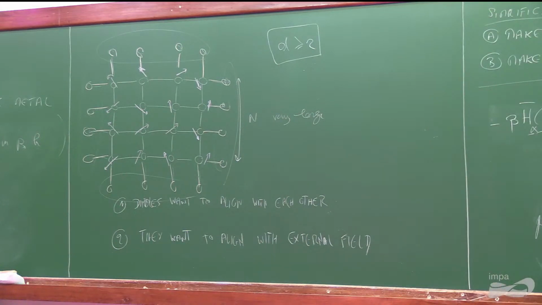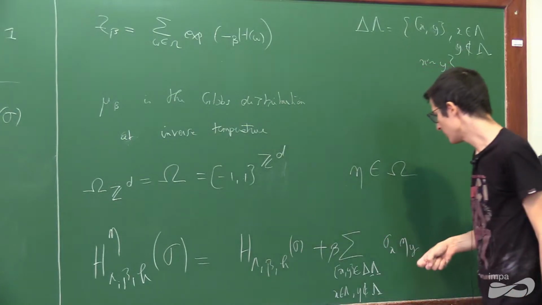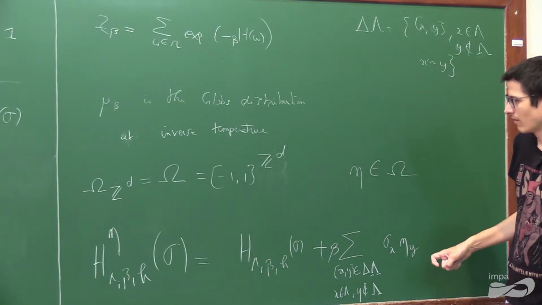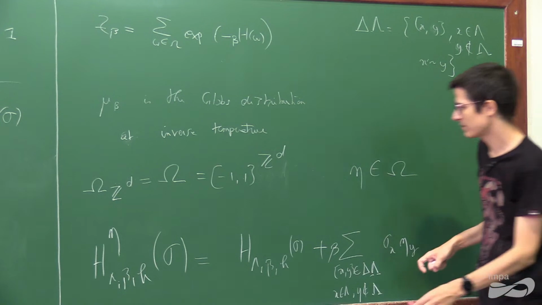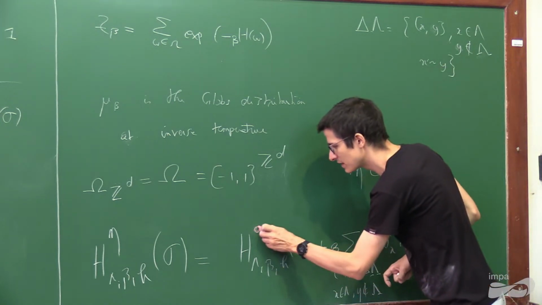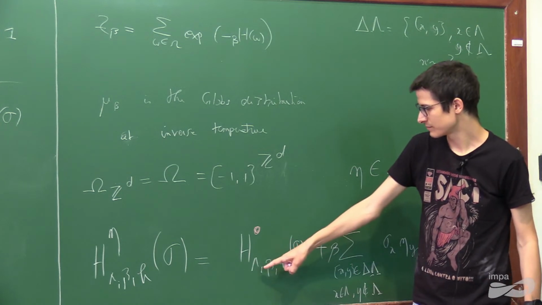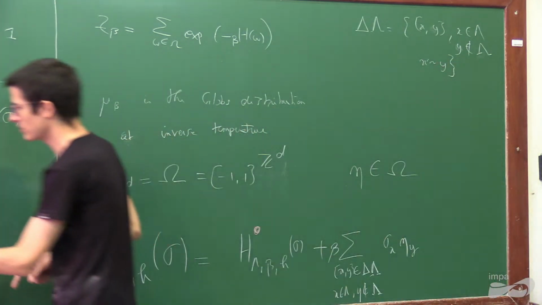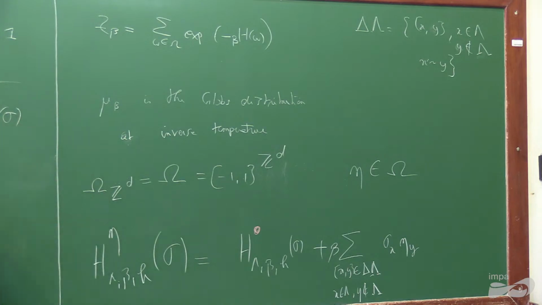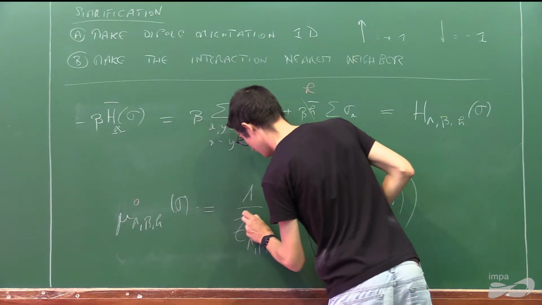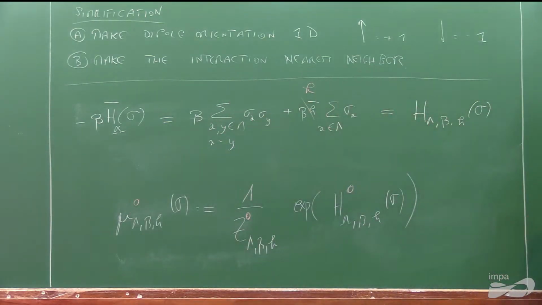Okay, and eta takes value plus or minus 1, but somehow if it could take the value 0, this original Hamiltonian would correspond to the case where eta is uniformly equal to 0, so I will just use the notation mu0, z0, and h0 for that.